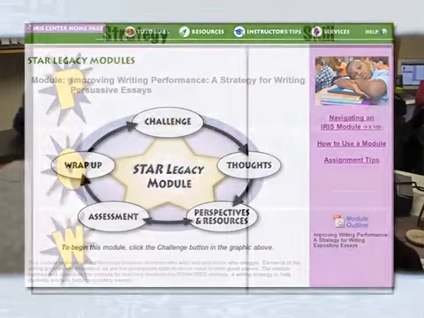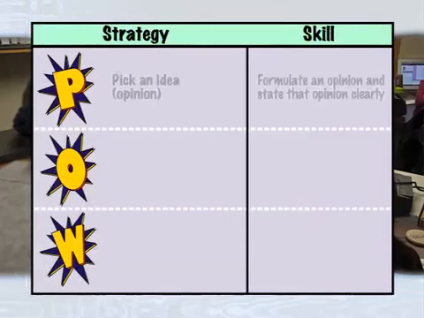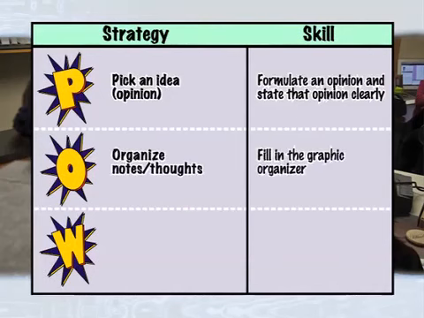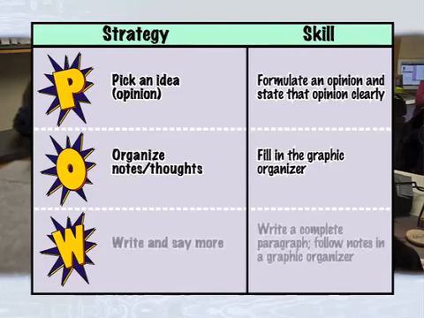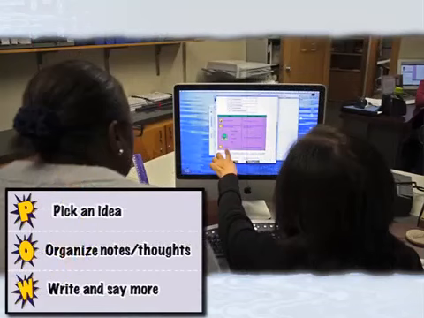Doing so, they learn that the POW writing strategy consists of 3 components. P stands for Pick an Idea, O stands for Organize Thoughts, and W stands for Write and Say More. The team recognizes that these 3 steps need to be included in the task analysis.